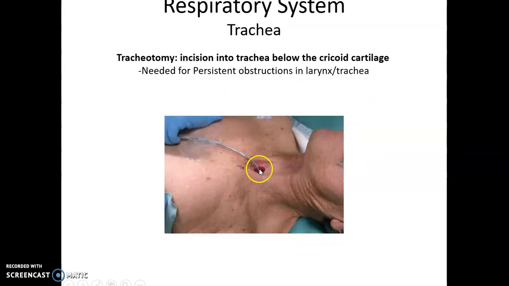Tracheotomy. Tracheotomy is an incision in the trachea that is occurring below the cricoid cartilage. So the incision needs to be completely and solely within the trachea. And it is used in extreme situations in order to bypass persistent obstructions, to allow there to still be airflow to and from the lungs, even though there's some sort of blockage in the superior portion of the trachea or in the larynx.